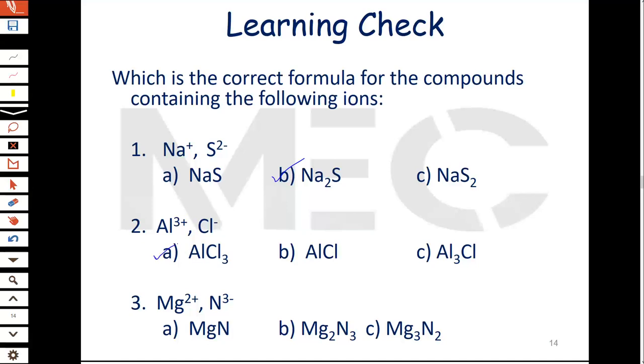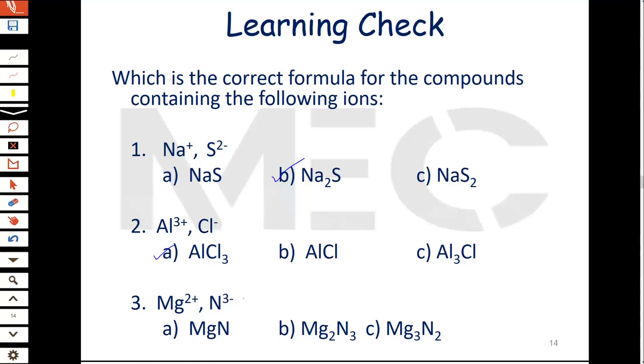So AlCl3 is needed. The name is aluminium chloride. No number is needed to name it. Aluminum chloride, that's it.